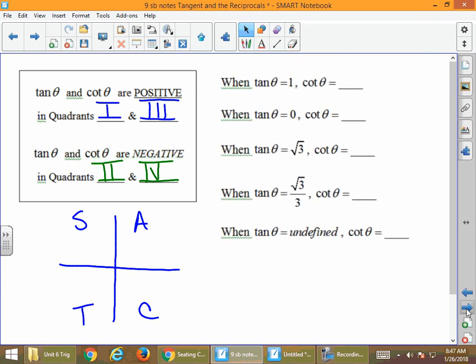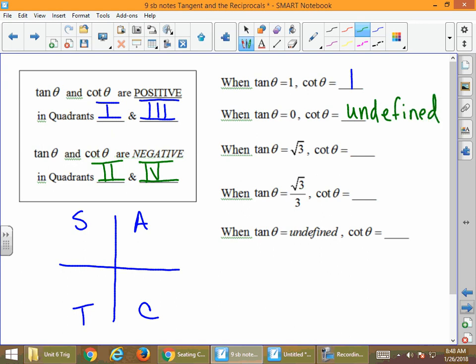To summarize, and I only did the tangents this time, when tangent is 1, then the reciprocal, which is cotangent, is 1. When tangent is 0, we take the reciprocal of 0, so our cotangent is going to be undefined. When tangent is the square root of 3, when we take the reciprocal, we end up with the square root of 3 over 3.